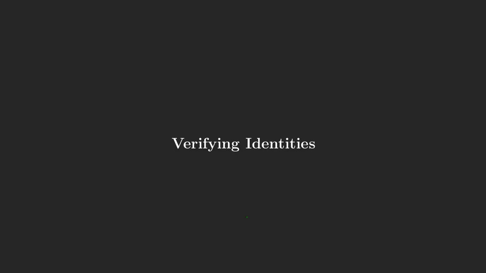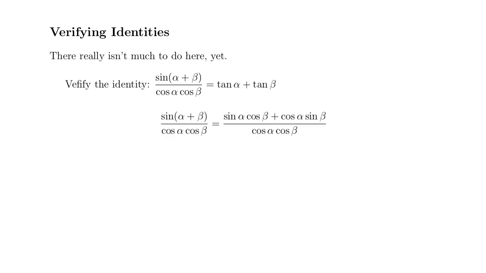We can also use these, although it's a lot less often, to verify some identities, just like we were doing before. So maybe we'll get some identity that involves a sum or a difference of angles, and we can use these formulas to break that thing apart. Let's see what it would mean. So let's verify this identity: sine of alpha plus beta over cosine alpha, cosine beta equals tan alpha plus tan beta.